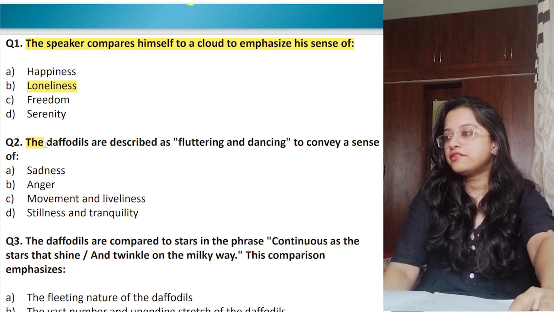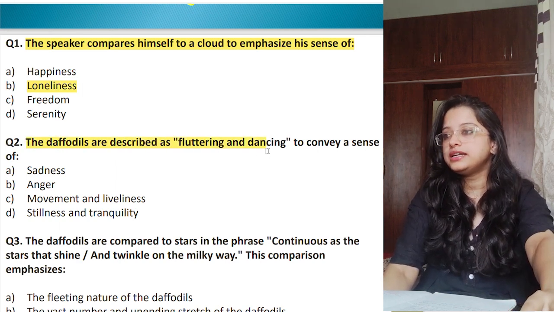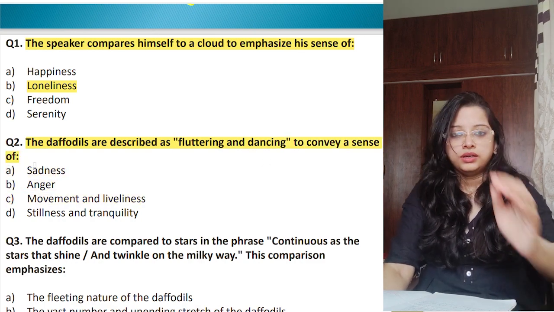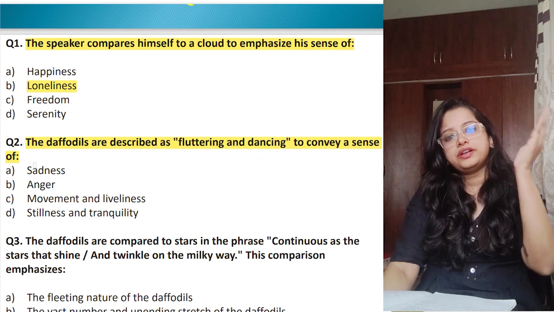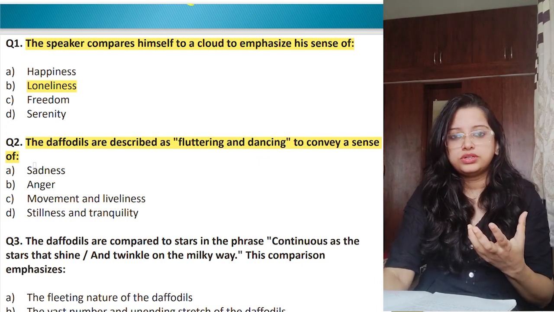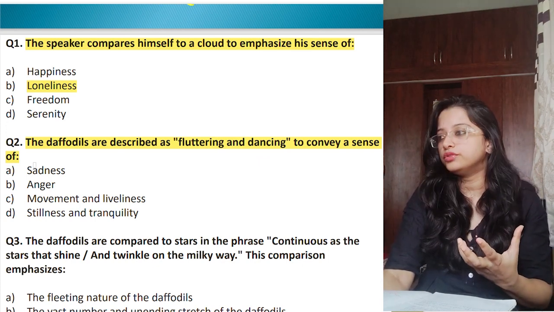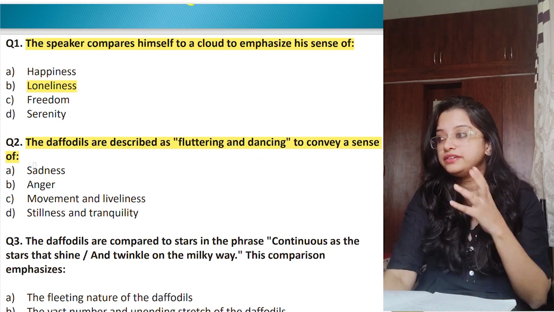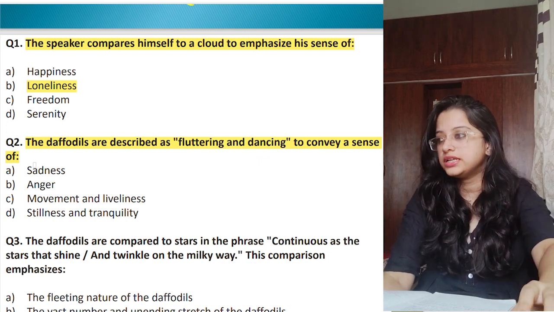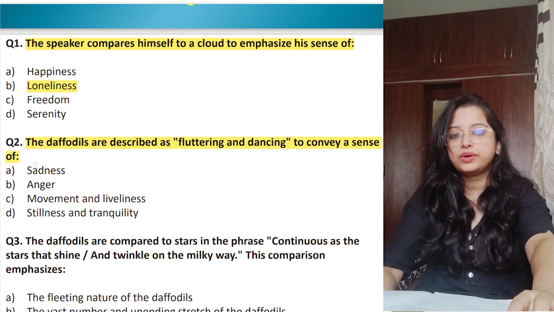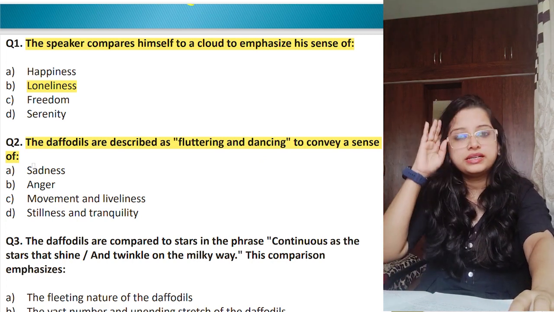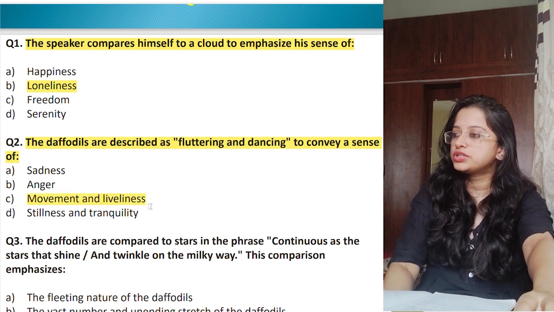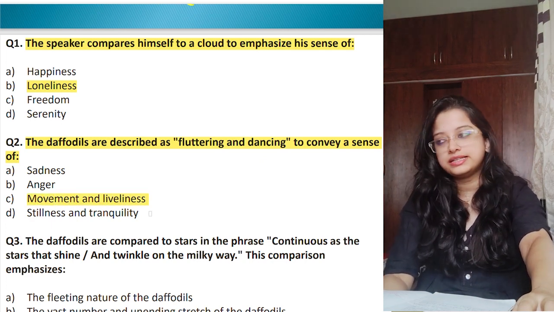Second question. The daffodils are described as fluttering and dancing to convey a sense of what? What is the feeling that you derive out of it? Sadness? Anger? Movement and liveliness? Stillness and tranquility? Of course not stillness, how can it be still? That means no movement, but there is movement, fluttering and dancing. Sadness and anger are cancelled, so only one option is suitable: movement and liveliness.